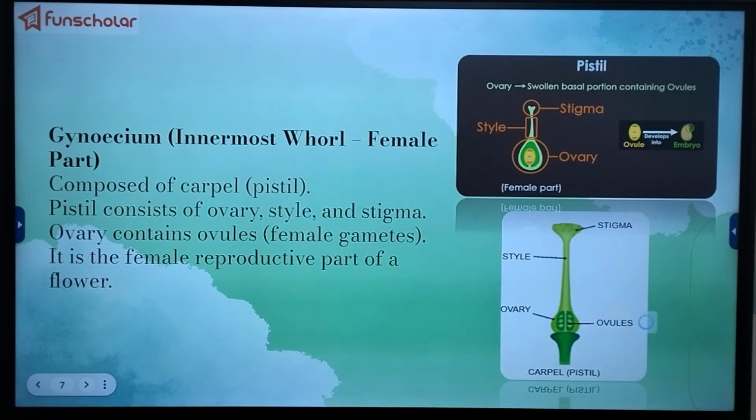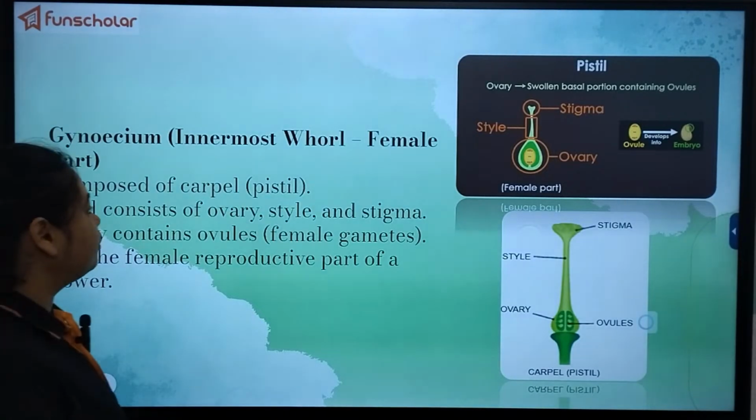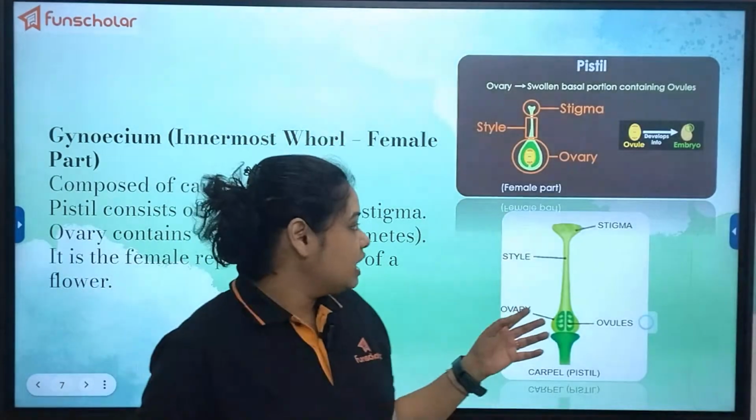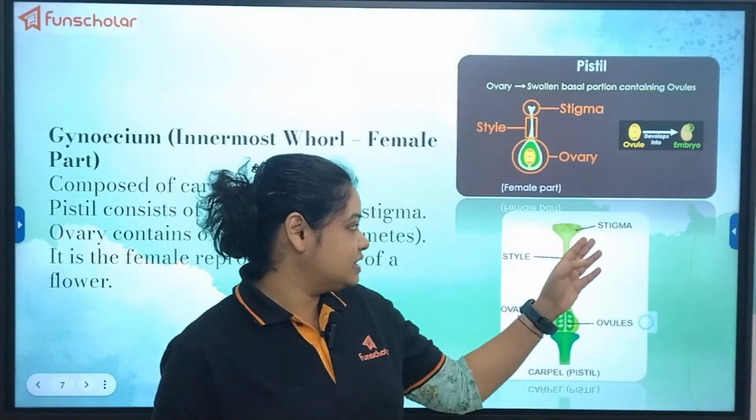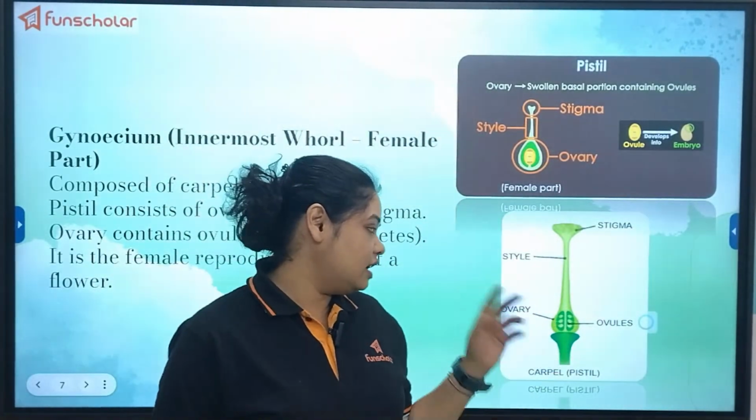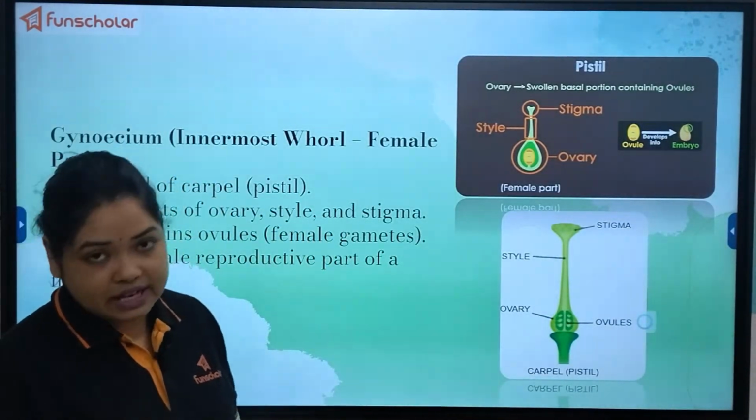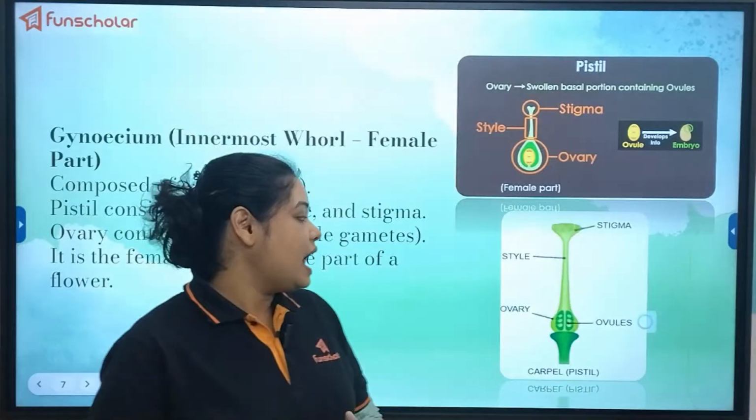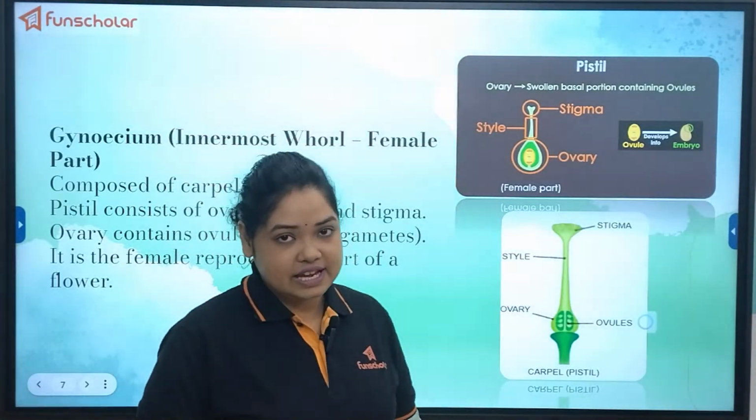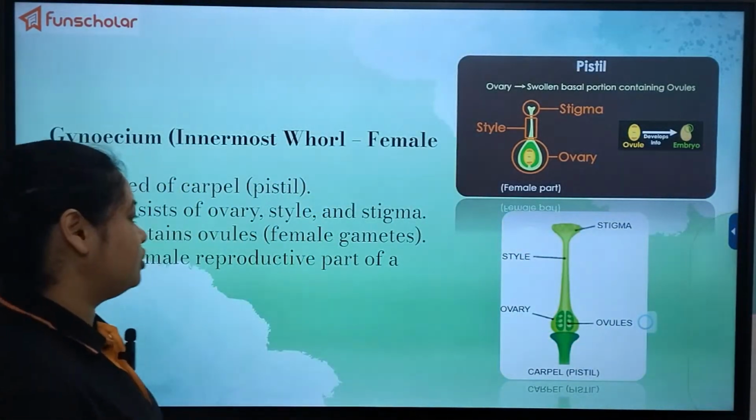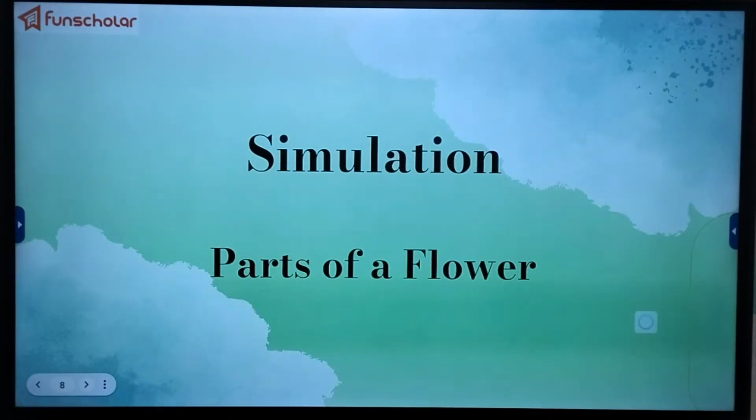Then the last whorl, which is innermost, that is the gynoecium, and it is composed of the pistil, and the pistil has got three parts: the stigma, the style and the ovary. And as I said, the ovary contains the female gametes, that is the ovules, and it is also the site where the fertilization process takes place.